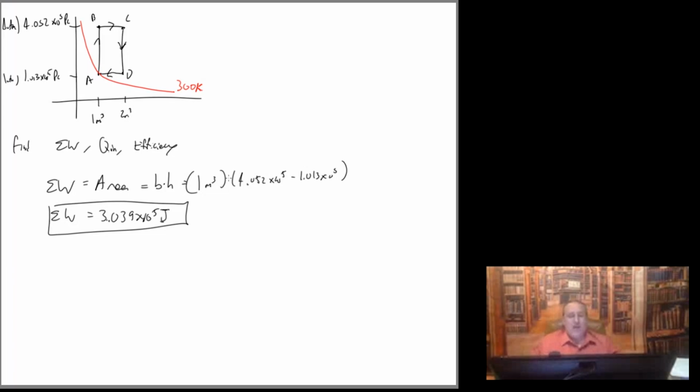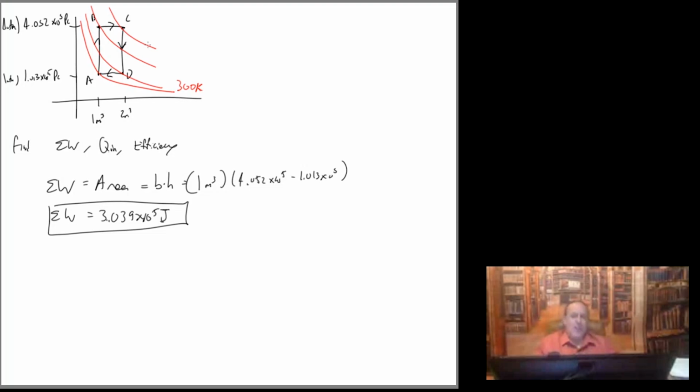Okay, now we want to find the heat input. Now there's technically 4 processes, A to B, B to C, C to D, and D to A, but not all of them represent heat going in. So I'm going to teach you a trick to find when is the heat going in and when is the heat going out and when is there no heat. Okay, and the trick involves drawing in some isothermal lines.